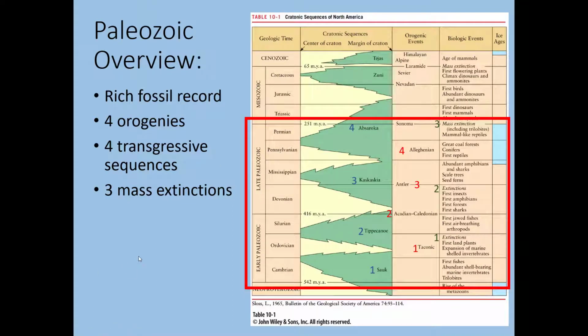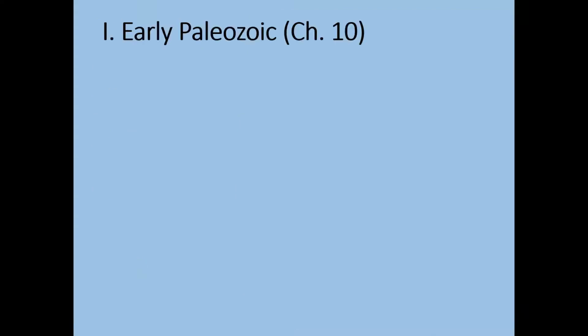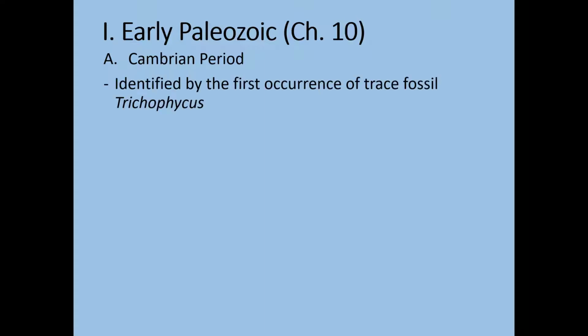So without further ado, let's take a deeper look at the early Paleozoic, which is covered in chapter 10 of your book. Your book follows along in chronological order, so it'll begin with the Cambrian period. When we have geologic changes in the geologic timescale, they often coincide with a significant event.